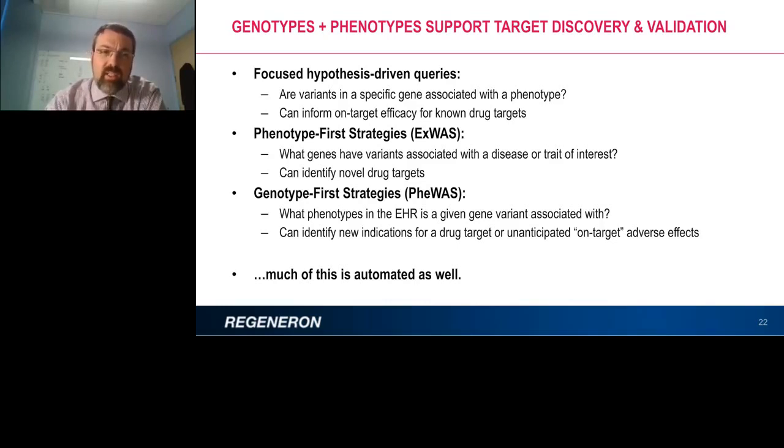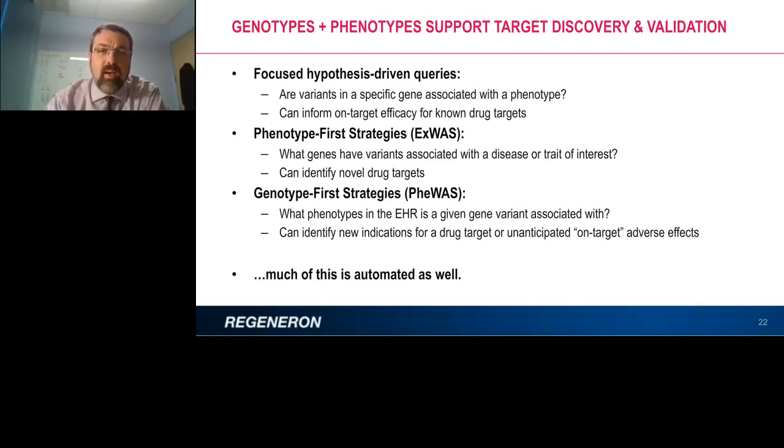Phenotype first strategies. This is more in the novel drug discovery space, where we can say, okay, what genes have variants that are associated with this disease, or this trait of interest, and see maybe, is that a druggable target? Is that a gene that we think might be something where we could plausibly put together a development program to see if that could be a good lever for improving the outcomes for patients that have that disease.